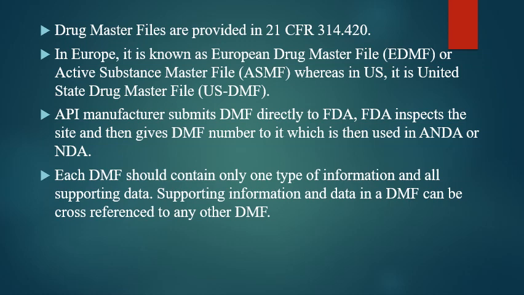The API manufacturer, that is active pharmaceutical ingredient manufacturer, submits the DMF directly to the FDA. Then the FDA inspects the site and gives a DMF number to it, which is then used in NDA or ANDA filing. Each DMF should contain only one type of information and all the supporting data. However, the supporting information and data in a DMF can be cross-referenced to any other DMF. That means the supporting information which we are using in the DMF can be cross-referenced to the other DMF.